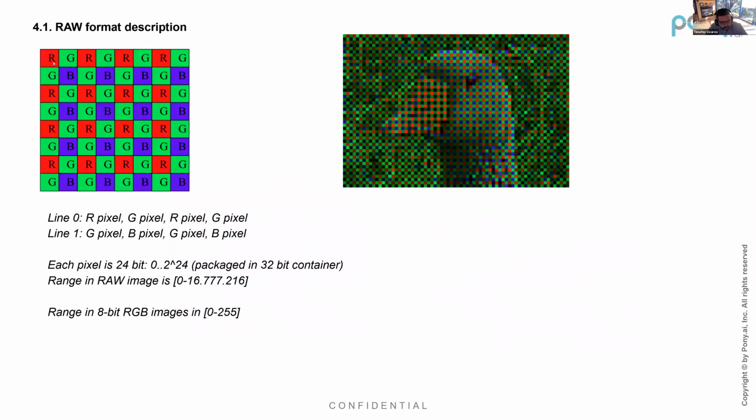So in each pixel you see just one color information. It's either R, G, or B, and each pixel is packaged into a 32-bit word, and then actually the maximum is just 2 to the power of 24, which is 16 million, which is tremendously more than the RGB. So we can have much more data, and we don't want to lose this data.